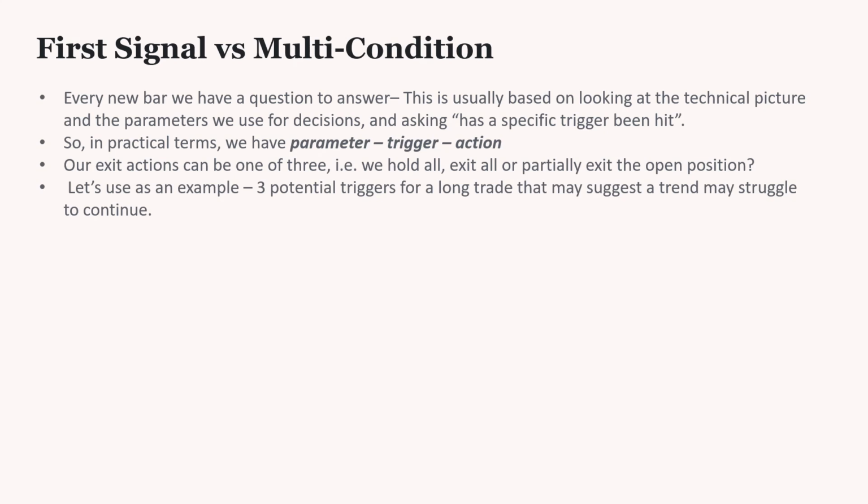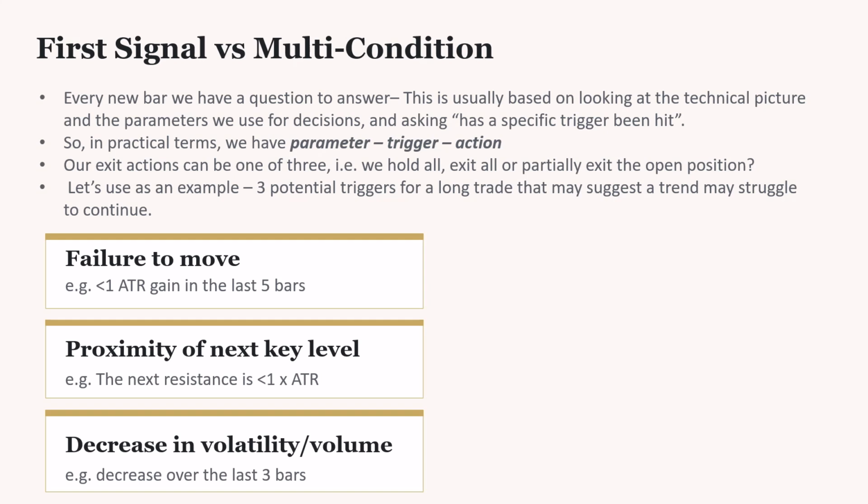So let's use an example, three potential triggers. Now, we can choose any triggers, but I've just chosen three that may suggest the trend may struggle to continue. So a failure to move, so perhaps it hasn't moved much, maybe less than 1 ATR in the last 5 bars. It may be that there's a proximity of the next key level, so the next resistance is less than 1 ATR up above where price action is now. And of course, resistance is called resistance for a reason in terms of it may struggle to get through that. And then thirdly, a decrease in volatility or volume, so perhaps over the last 3 bars.